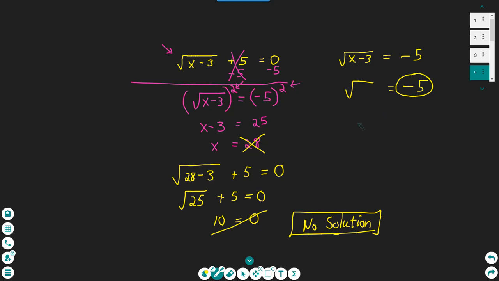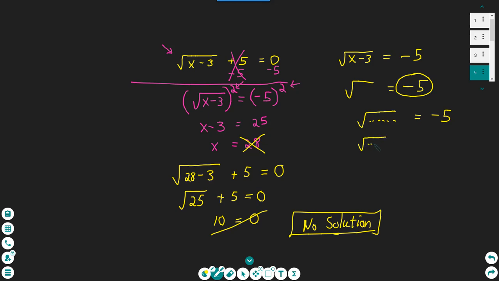So right away, if you ever have the square root of something, it doesn't matter what's in here, and then that equals a negative 5 or any negative number, right away you know there is no solution. All right? Now be careful now. Think carefully about what I just said.